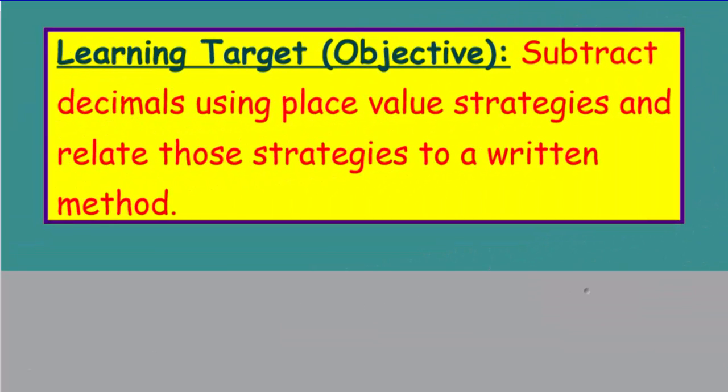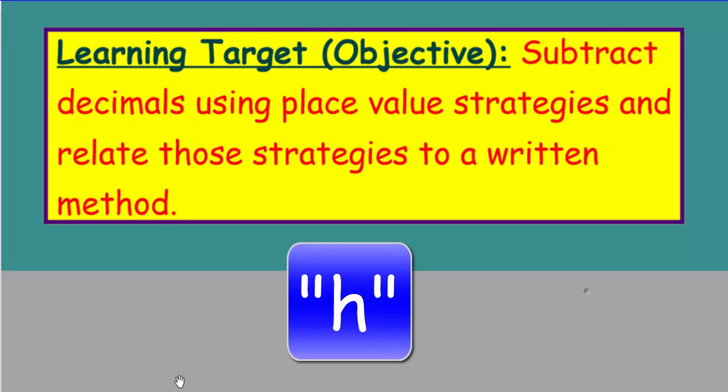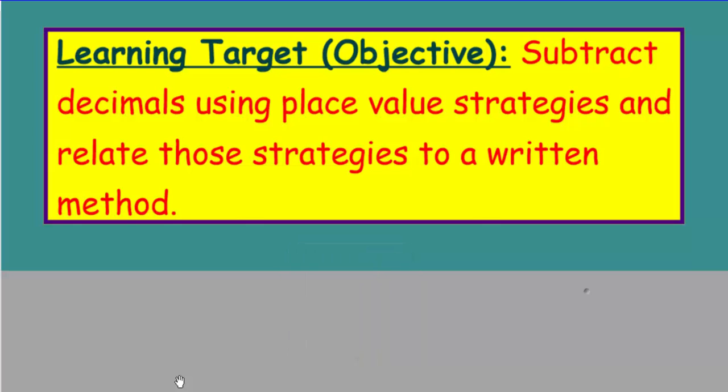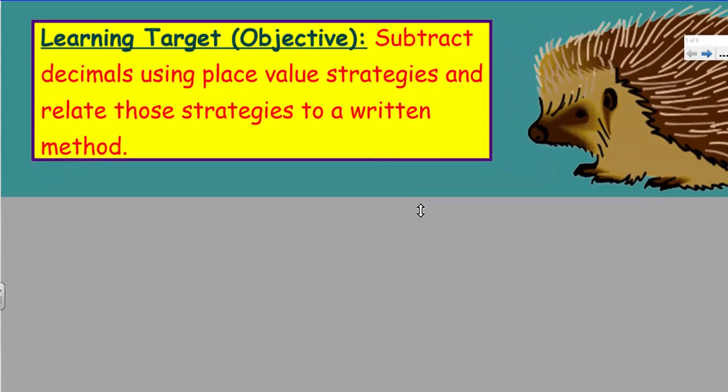Okay, here you can see we have a learning target. I know it's official. I've kind of pushed objective to the side in parentheses, and now I put learning target. But basically, they're the same thing. It's what our goal is here in this video. And it says that we're going to be subtracting decimals using place value strategies, and we're going to relate those strategies to a written method, which, if you recall in the previous video, we have done that. And now, rather than adding, we're subtracting.